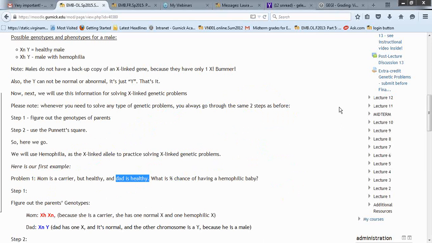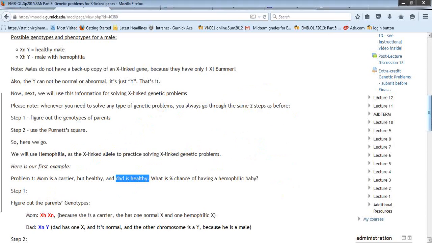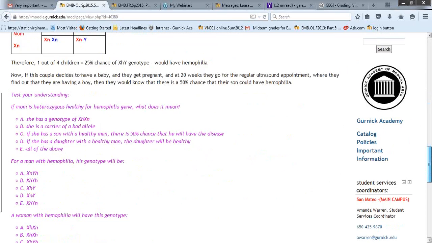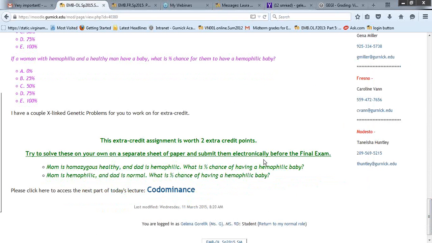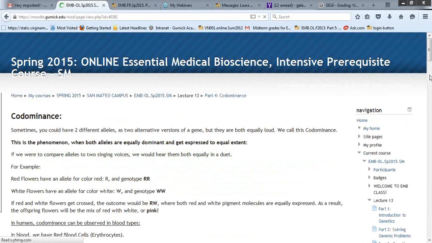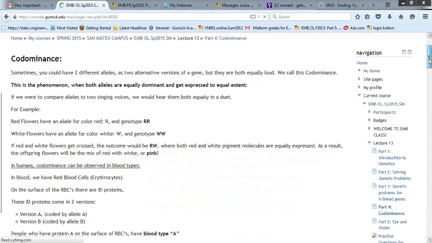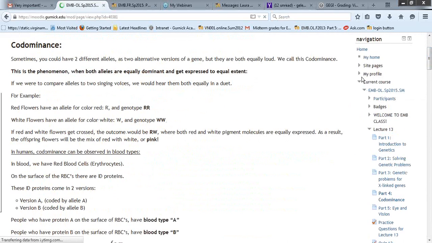Okay, so you're going to practice solving genetic problems like this. So try to do these practice problems, and then you also have some extra credit problems here to solve. And in the meantime, we're going to move on to codominance. Okay, so what is codominance? Let's talk about that.